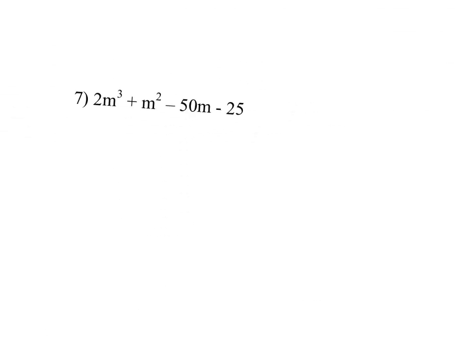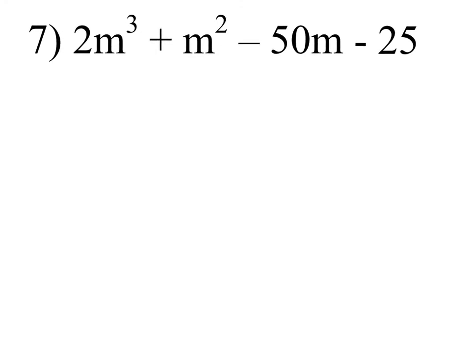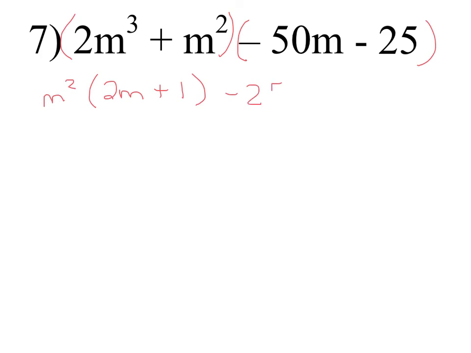Okay, number 7. So 4 terms. Again, still looking for a GCF. But with a 2, a 1, a 50, 25, I don't have a GCF for all 4. So we're going to go straight to our grouping. 4 terms, we always group. Keep that negative with that 50. If I look here, I can pull out an m squared, and I have 2m plus 1 left. On this one, I'm going to pull a negative 25, that way my signs will match up. So I get 2m plus 1.